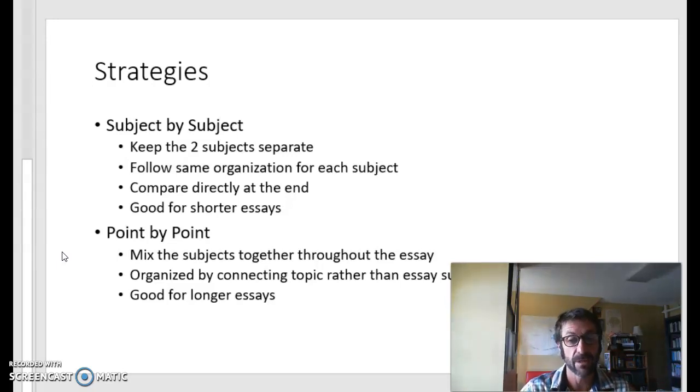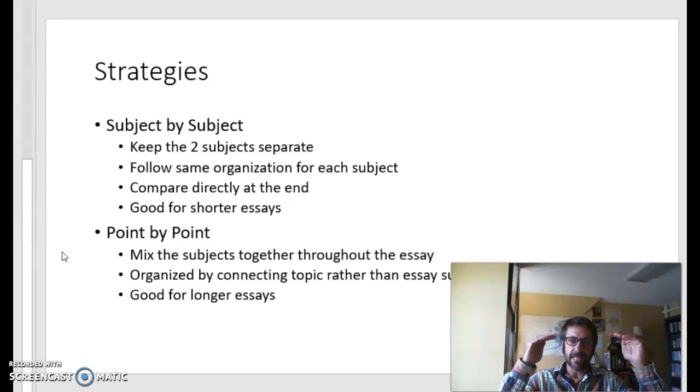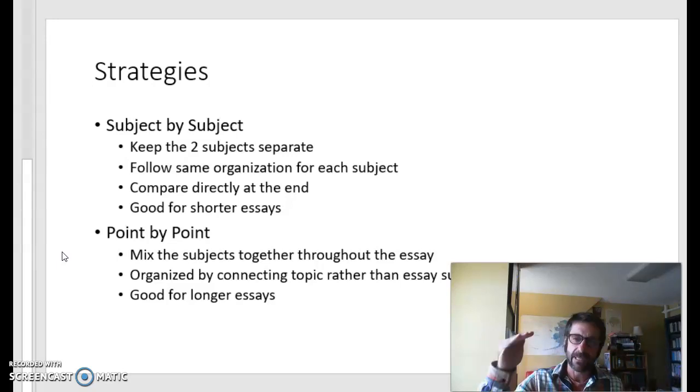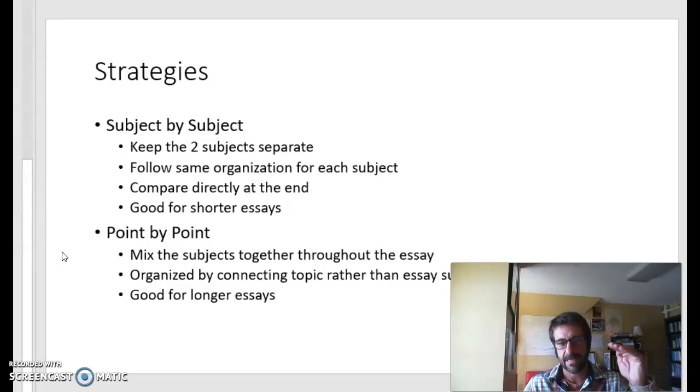You follow the same organization for each separate chunk. So, for cell phones, I want to talk about making phone calls, all the new technology on phones, and how it's changed my life. And then for landlines, I would talk about how you talk on a phone, the technology that exists, not that great with landlines, and then how it changed people's life. So within each of those chunks, I would keep the organization the same. I'd compare them directly at the end.